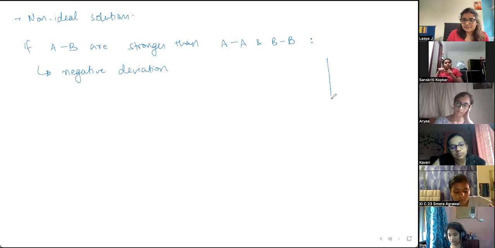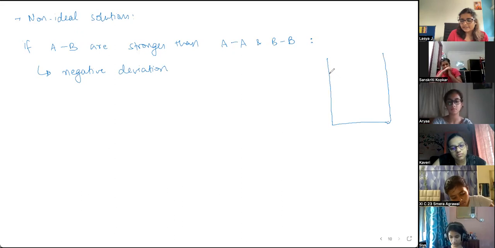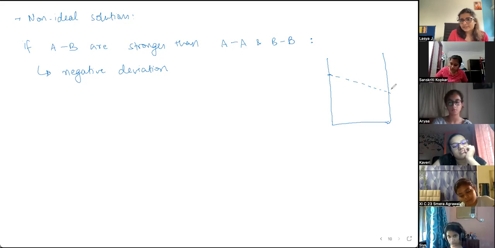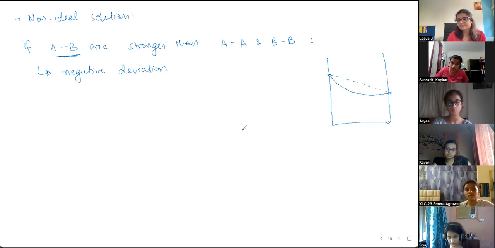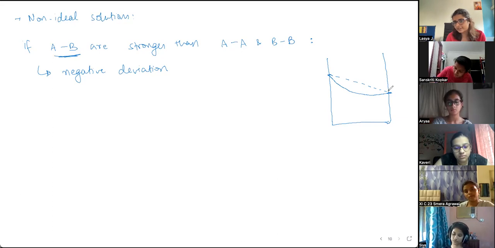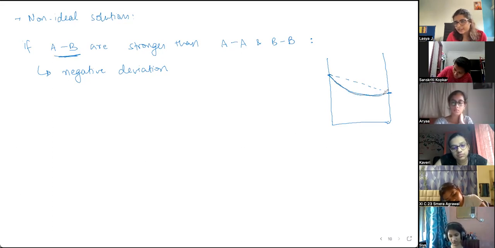Negative deviation means that, let's put this dotted line, ideally if this was the case, because of stronger interactions, the real values are lower than expected. So this is the graph for P total. If it followed Raoult's law, it should have been a straight line. But because it's not the ideal case, the way it deviates from Raoult's law is that the values of P total are lesser than expected.